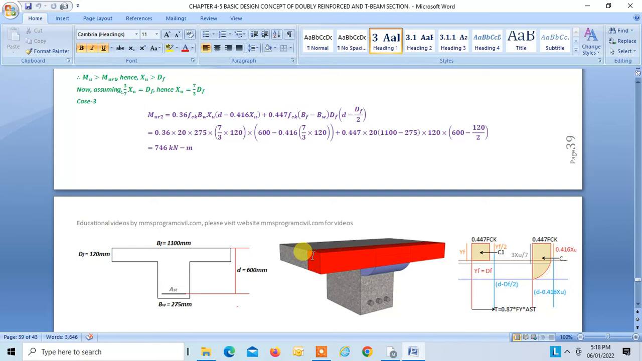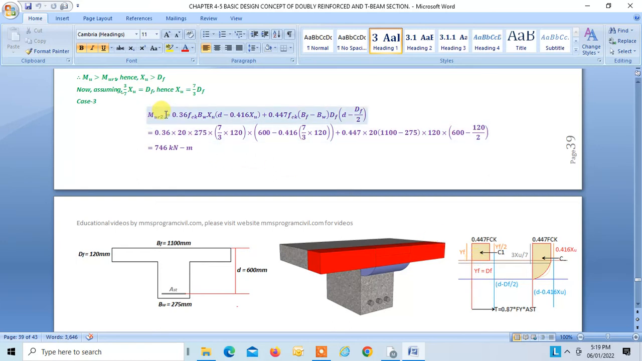So find the moment of resistance, that is MR2. Simple. This is force C. This is applicable to this and this, and in between, for the rectangular section, you would apply this, right? Fine. So C1 is known to us. C1 is nothing but 0.447 FCK into YF into (BF minus BW), and C is 0.36 FCK into BW into XU, right? Fine.